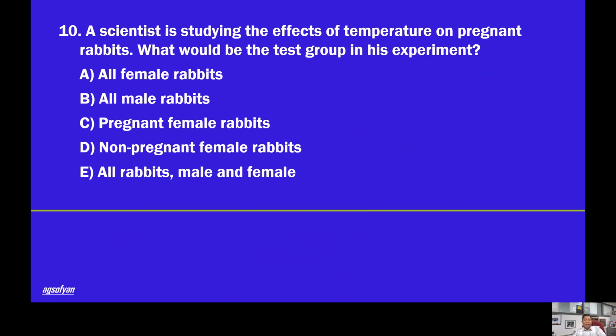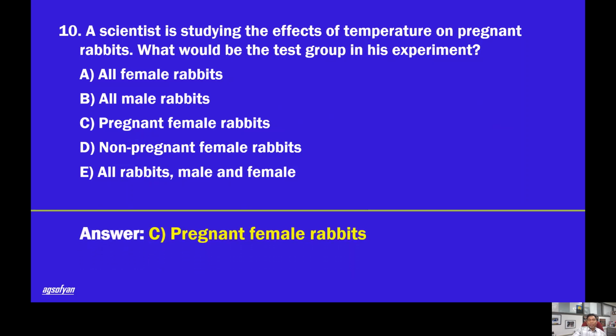Number 10. A scientist is studying the effects of temperature on pregnant rabbits. What would be the test group in his experiment? A. All female rabbits. B. All male rabbits. C. Pregnant female rabbits. D. Non-pregnant female rabbits. E. All rabbits, male and female. Choose your answer.